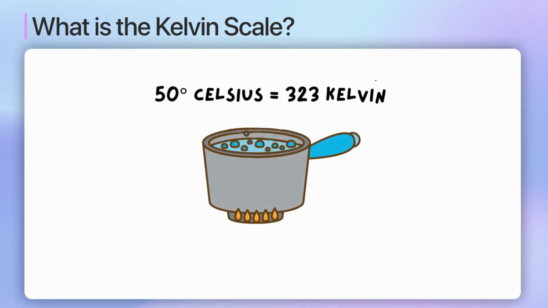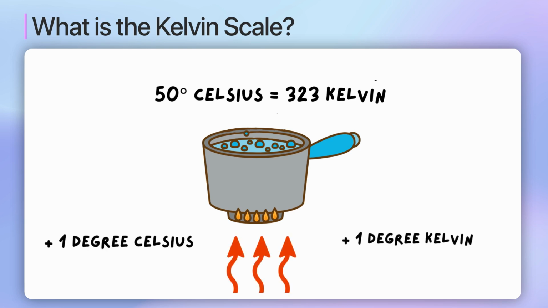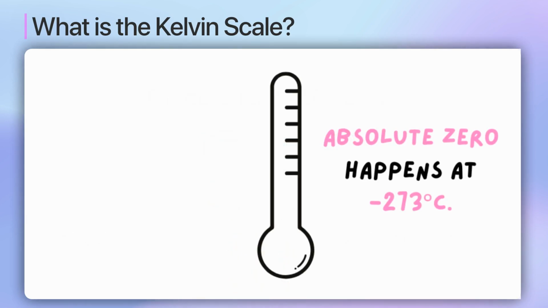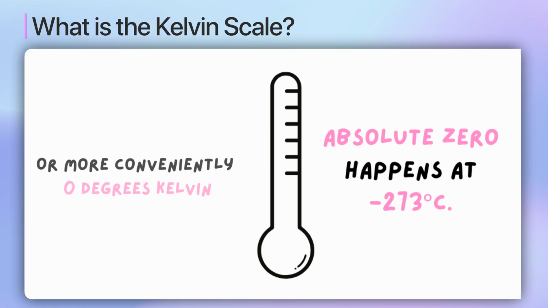This means an increase by 1 degree Celsius is equal to an increase of 1 Kelvin. For example, if I have some water with a temperature of 50 degrees Celsius, which is 323 Kelvin, and I increase its temperature by 1 degree Celsius to 51 degrees Celsius, its temperature in Kelvin will also increase by 1 Kelvin to 324 Kelvin. So, to reiterate, absolute zero is minus 273 degrees Celsius, or more conveniently, 0 Kelvin.